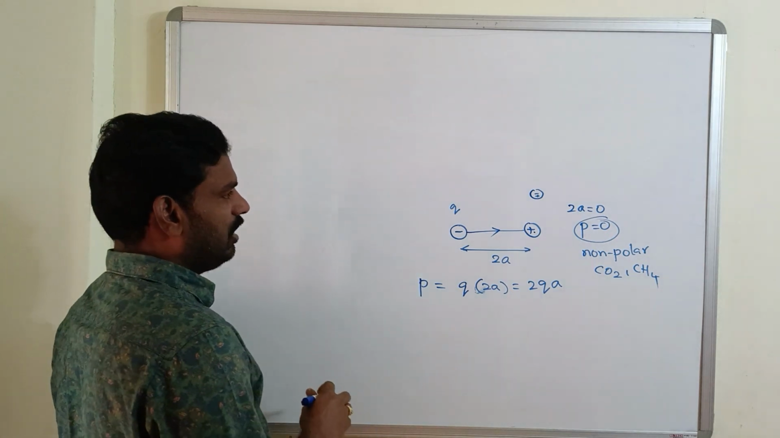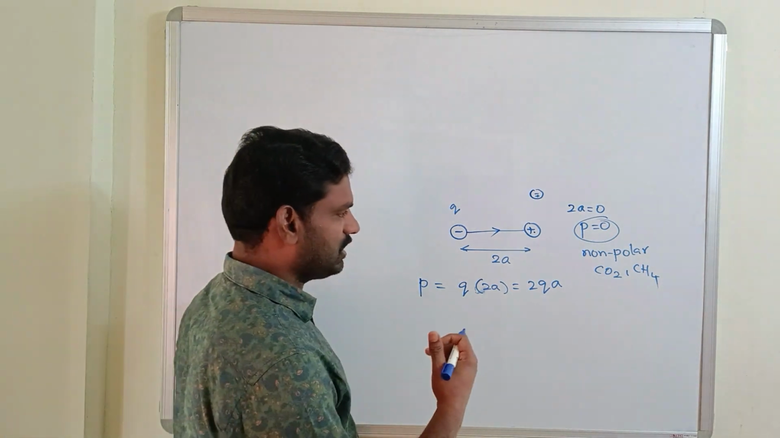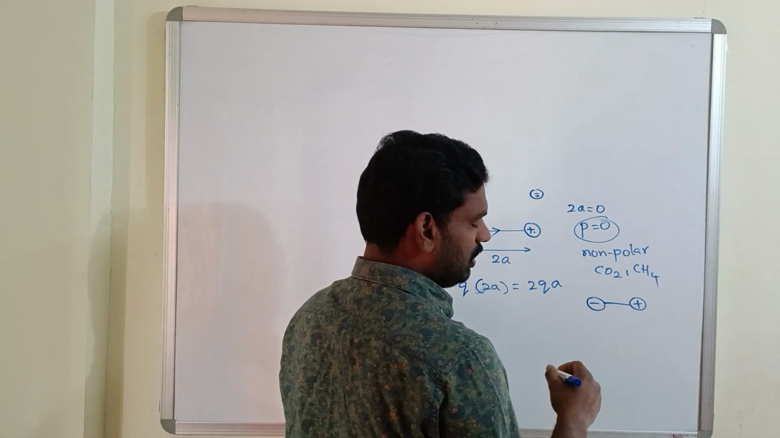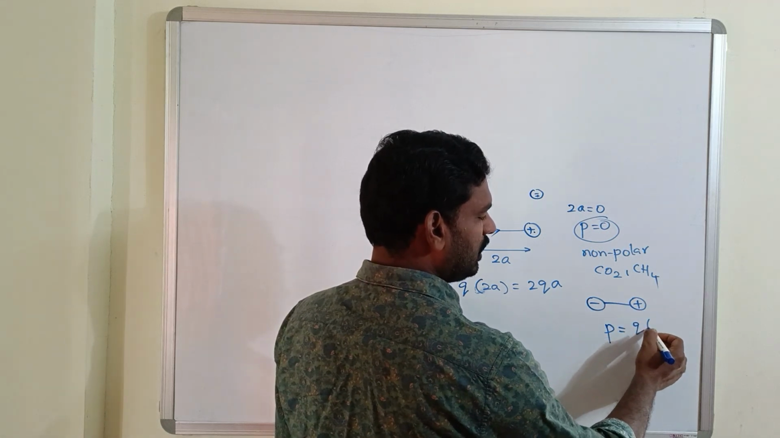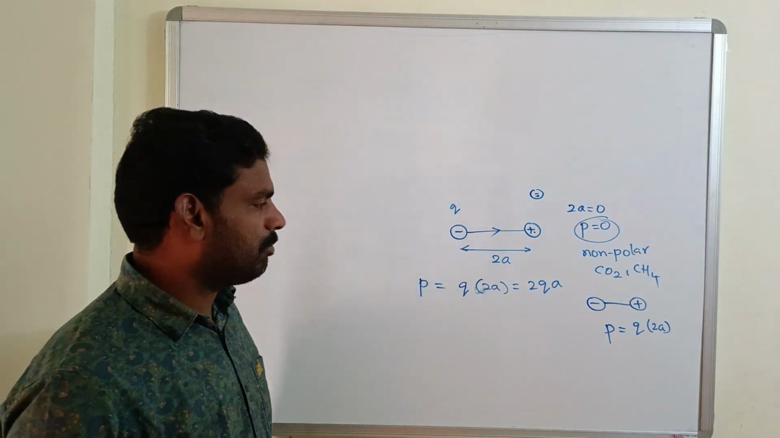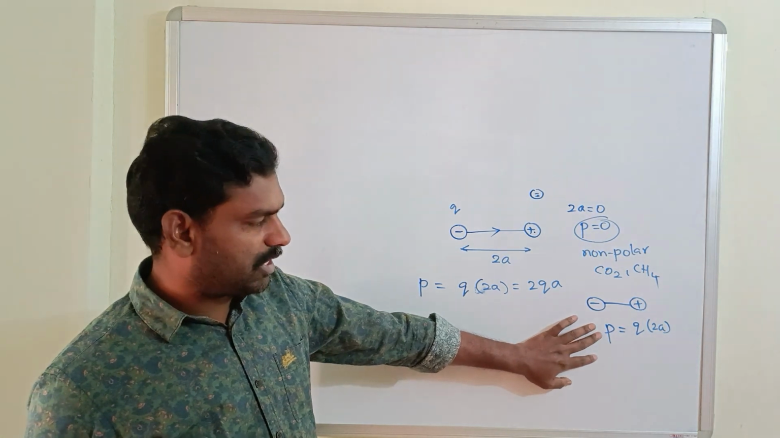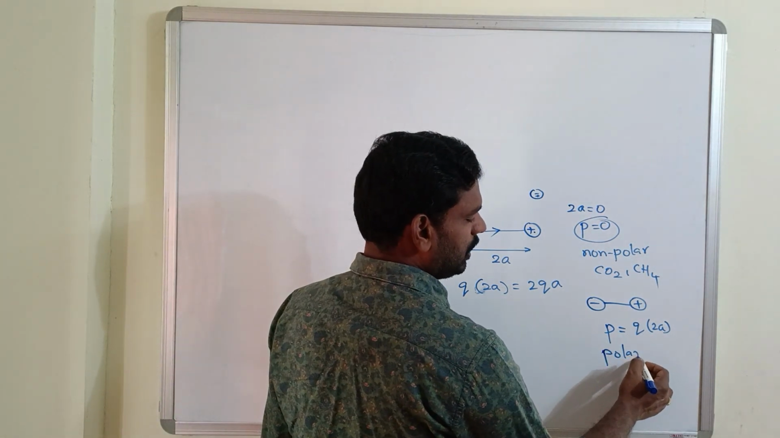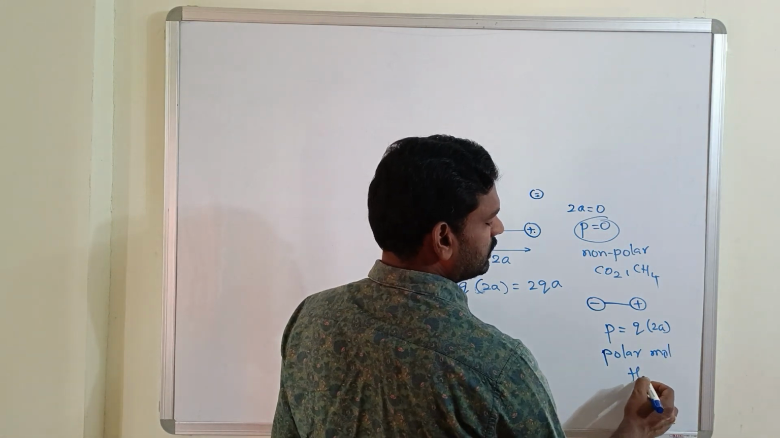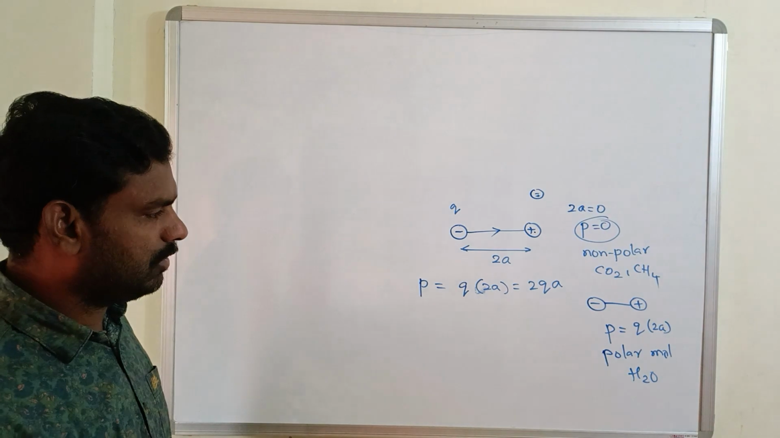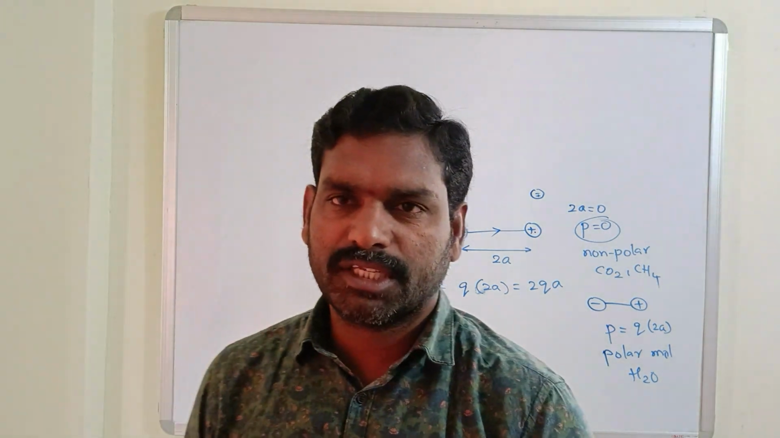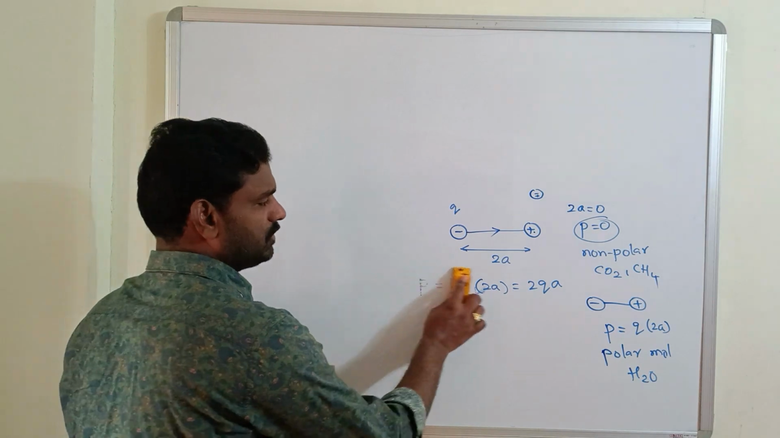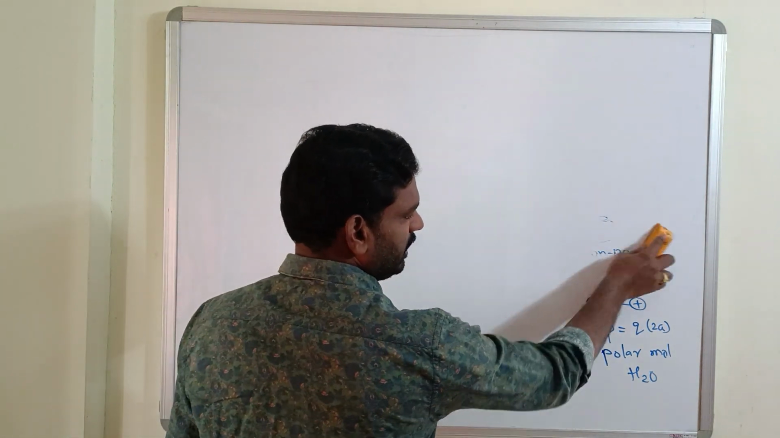We also discussed that even in the absence of an external electric field, some molecules have a permanent dipole moment. Such molecules or materials are called polar materials or polar molecules. The best example is H2O. Water is a polar molecule. That means that even in the absence of an external electric field, the centers of positive and negative charge are always separated by some distance.